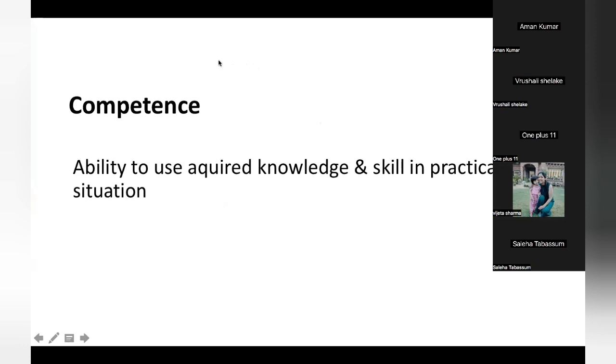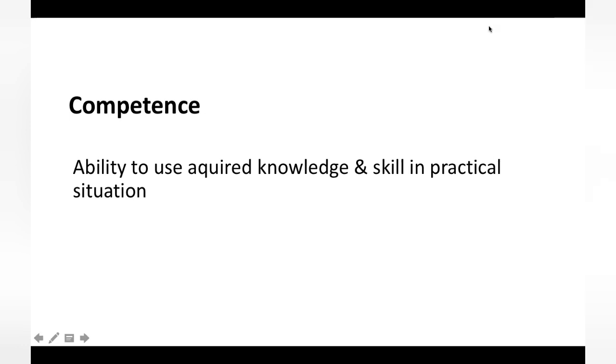See, first we have to understand what is the meaning of competence. Competence is the ability to use acquired knowledge and skill in practical situations. Somebody may be knowledgeable. You may know the steps to perform bone marrow aspiration, but if somebody is asked to perform bone marrow aspiration, he or she may not be able to perform.